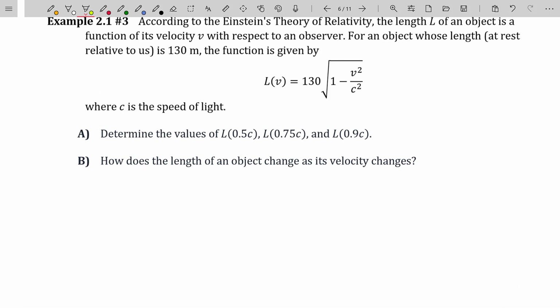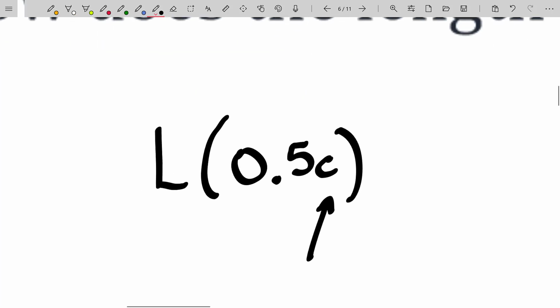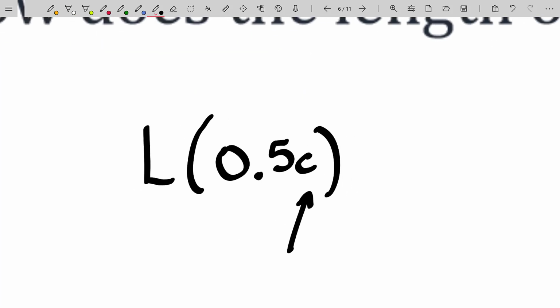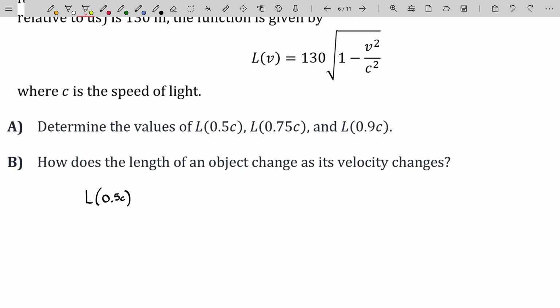So in part A, we're being asked to determine the values of L of 0.5c, then L of 0.75c, and then L of 0.9c. I'm a huge fan of students interpreting what things mean. So what does 0.5c mean if c is the speed of light? Remember, what you're plugging into this length function is a speed. And so what this represents is an object moving at half the speed of light. So let's plug that in to our length function.